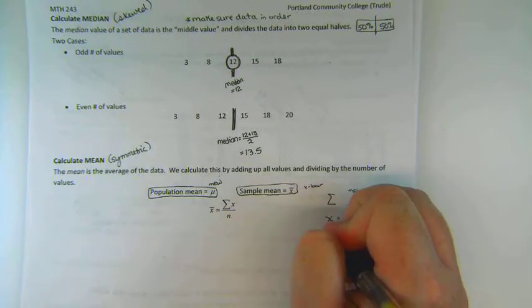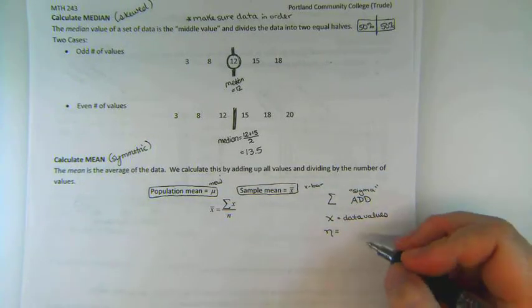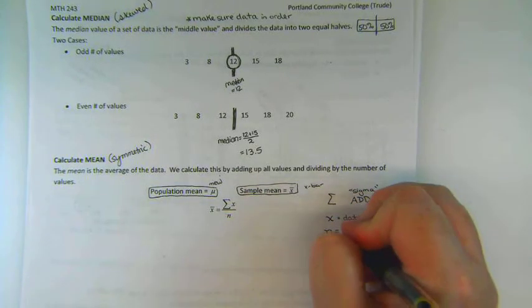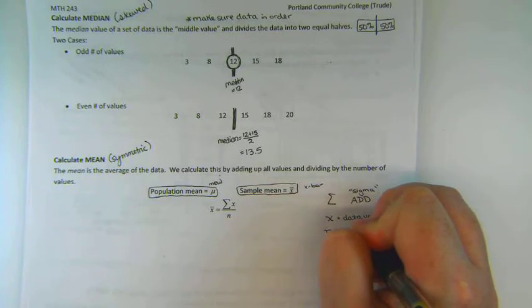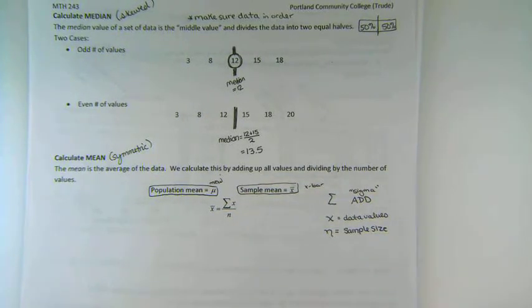In the denominator is some new notation that we definitely want to get used to using because it'll pop up all through the course. n is for sample size. Basically, how many values are we working with here?